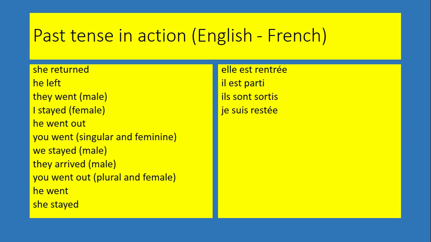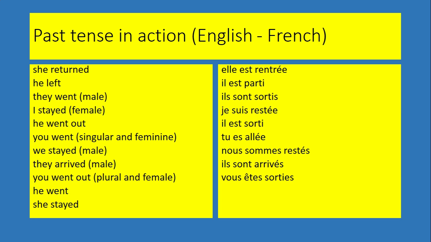I stayed, je suis resté with an extra E because I said it was a female I. He went out, il est sorti. You went, singular and feminine, tu es allé with an extra E because it's a feminine you. We stayed, nous sommes restés. They arrived, ils sont arrivés. Those last 2 with an extra S because it's plural.